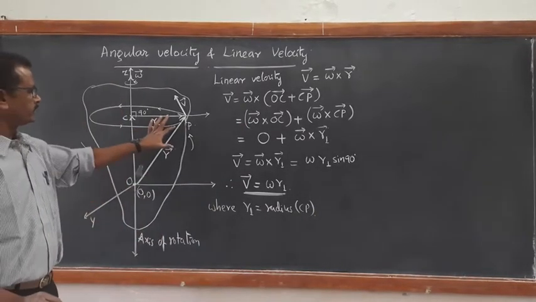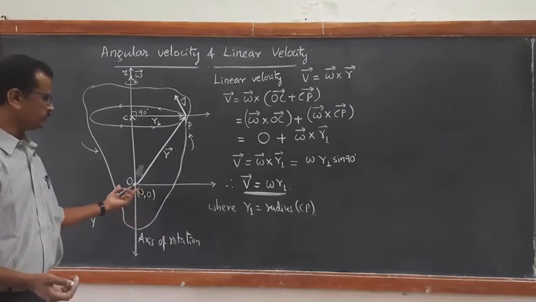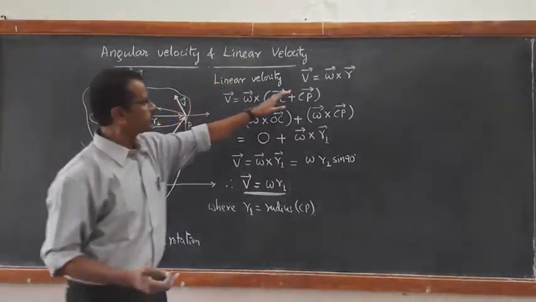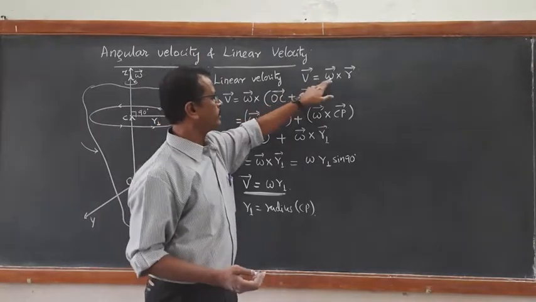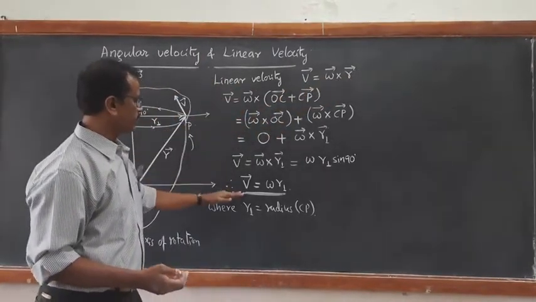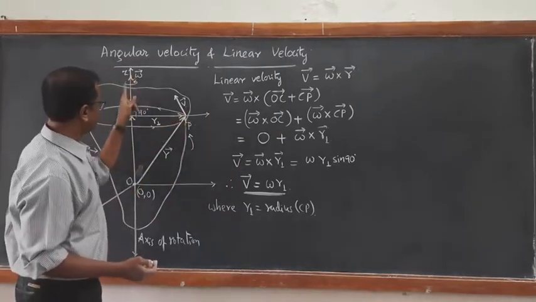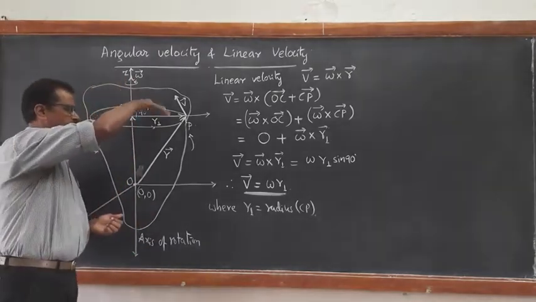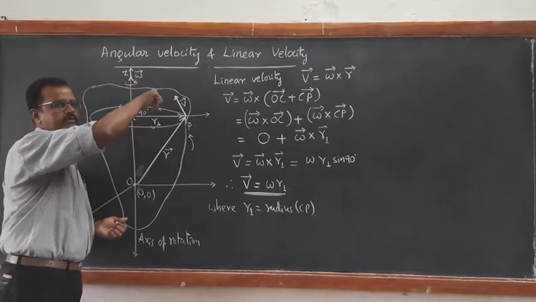Even though we take the origin at any position, we have taken origin here. Even if you take origin at any arbitrary position, the definition of linear velocity with respect to angular velocity says vector V equals omega cross r. After simplification, you will get finally vector V equals omega cross r perpendicular. So omega, when you turn it towards r perpendicular, gives you the linear velocity vector.